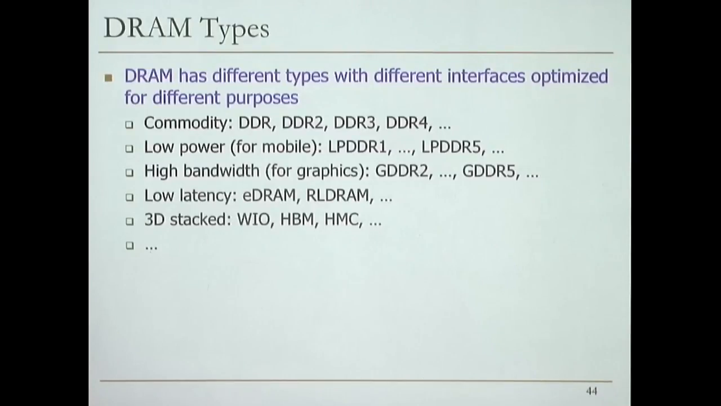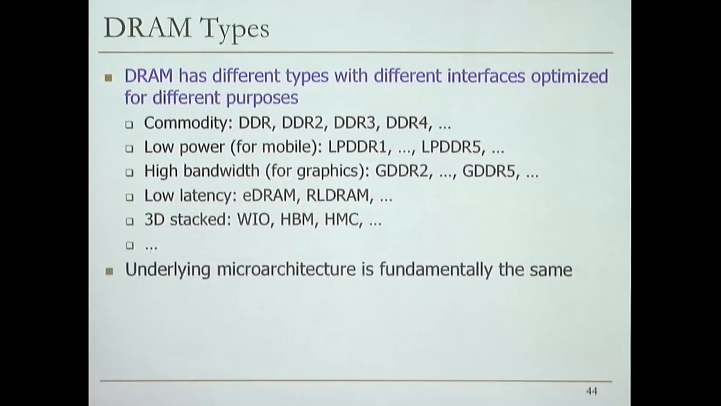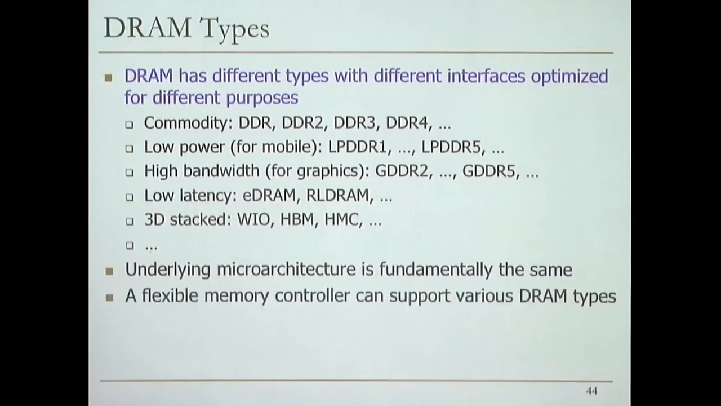The differences between these different types of memories is increasing because we have very different processing needs today. But the underlying microarchitecture is fundamentally the same. If you look at a DRAM array, it's the same. What you've discussed so far is not going to change. A flexible memory controller needs to support all of these different DRAM types, though, and this complicates the memory controller.